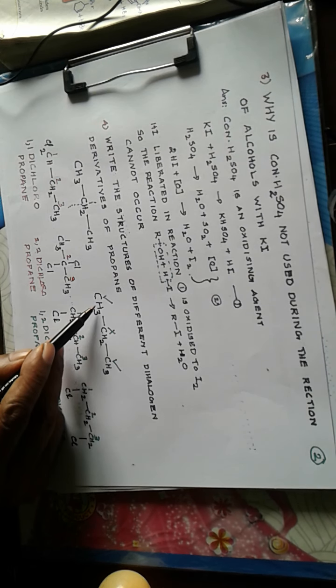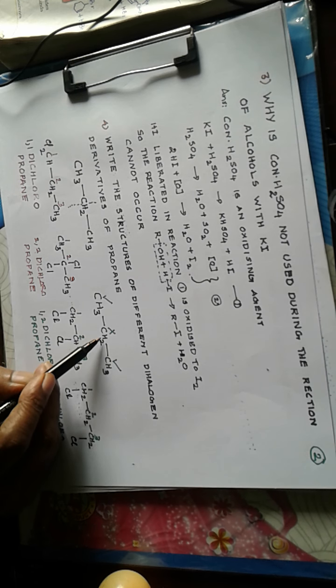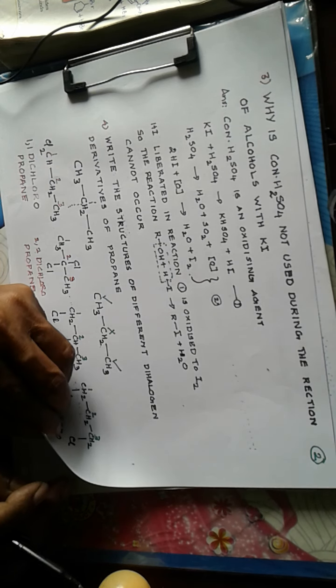Then we can select two carbon atoms for connection of chlorine. So connect one chlorine to this CH3 and the other chlorine to this CH2. We get 1,2-dichloropropane. Then a last isomer is there. You connect one chlorine here and one chlorine here. We get 1,3-dichloropropane. So these are the various isomers possible for the dihalogen derivative of propane.